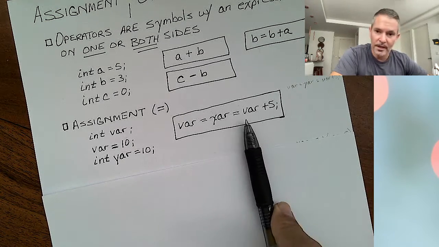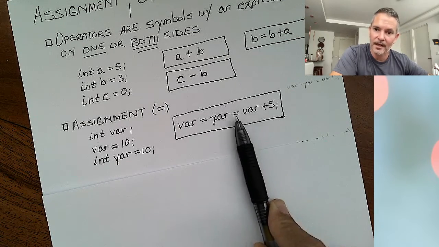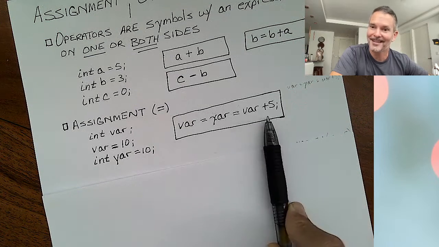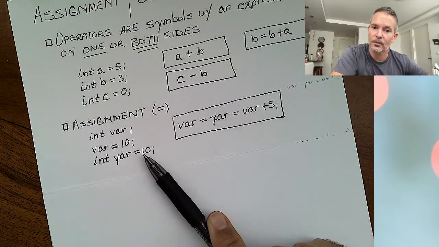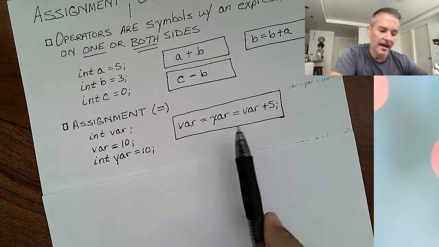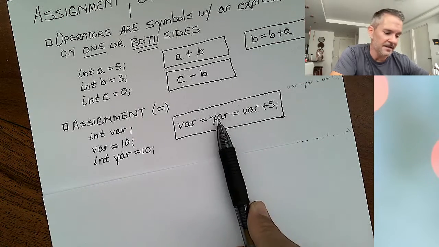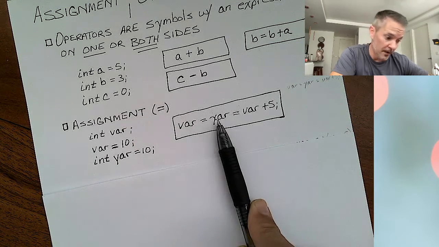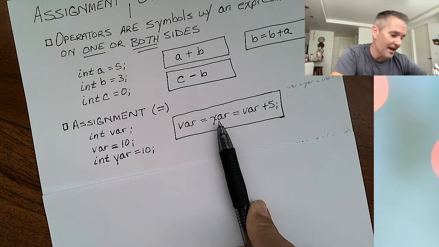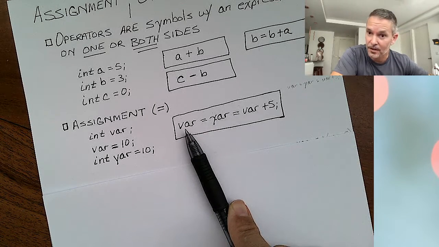So normally, the way to think about this is you go all the way to the left and all the way to the right and evaluate the rightmost expression. So var plus 5 is going to equal 15. And now what happens is 15 is the value of this. So 15 gets assigned to yar. What's the value of yar? The value of yar is 15. And what gets assigned to var? Well, 15 gets assigned to var.